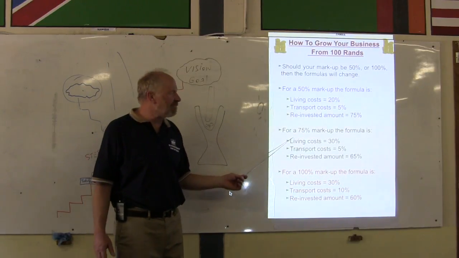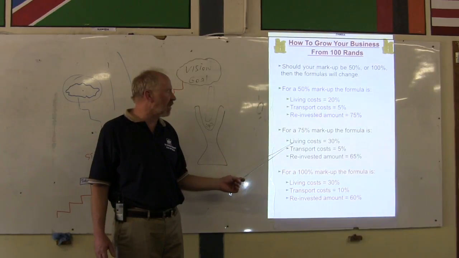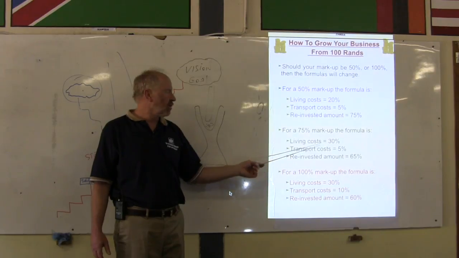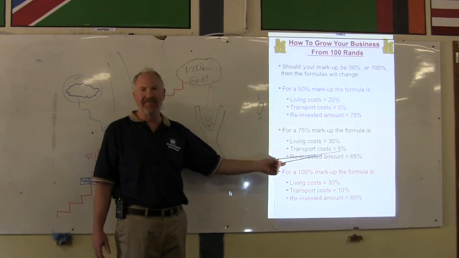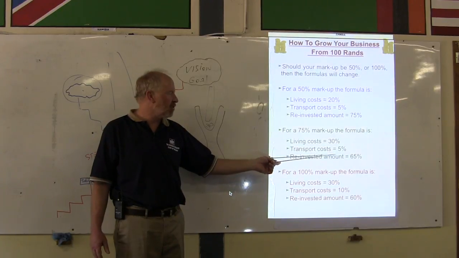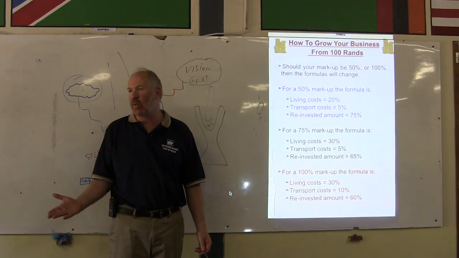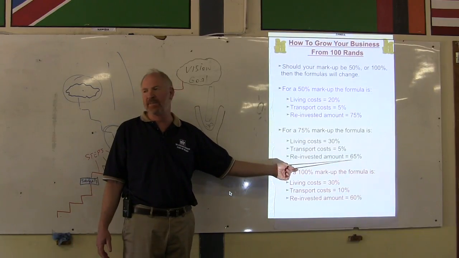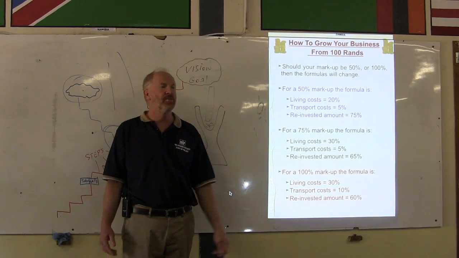On a 75% markup, the formula is as follows. Your living costs now go to 30%. Your transport costs remain at 5%, or alternatively, you can have your living costs of 25% and your transport at 10%, depending on the way that you look at it. But the amount that you have to reinvest in the business is 65%, or your business is not going to grow.